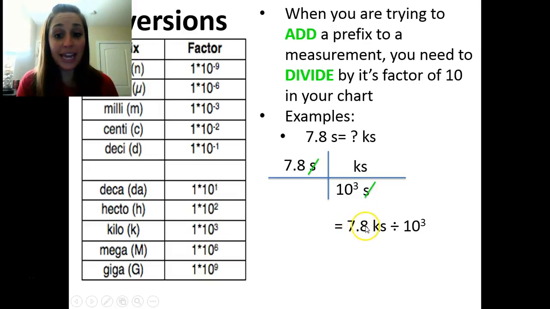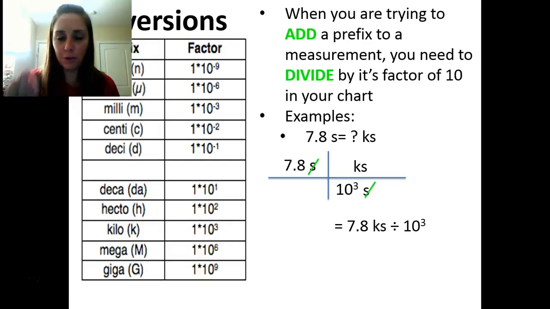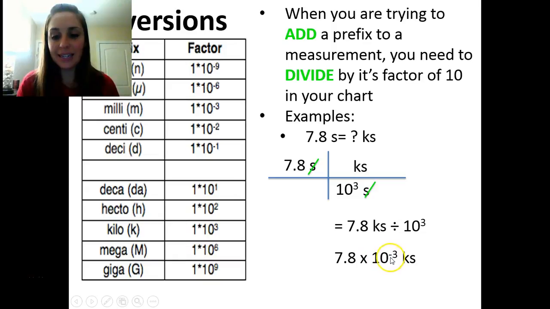7.8 kiloseconds divided by 10 to the third. Same thing, when you divide by something with an exponent, it's like multiplying, but you flip the sign of the exponent. So 7.8 times 10 to the negative 3 kiloseconds.